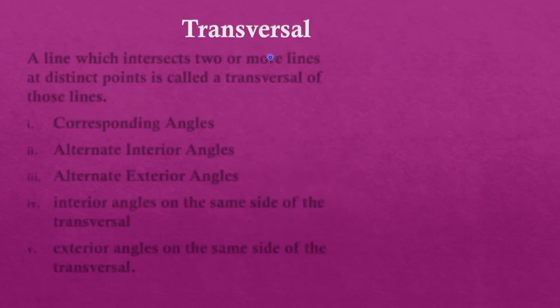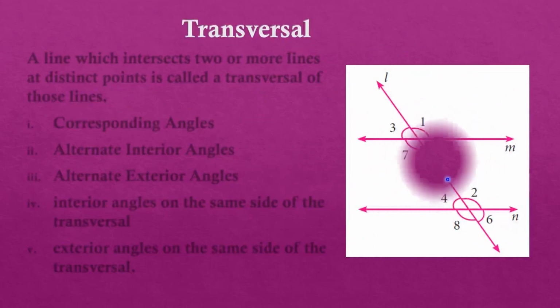Next we are going to see transversal. See this, two or more lines are intersected by another line at distinct points. வேற வேற இடத்துல டச் பண்ணிருந்துச்சு அப்படின்னா that line is called a transversal. In this, M and N are the parallel lines, L is the transversal line. So இங்க parallel line இல்லாம non-parallel lines கூட இருக்கலாம்.